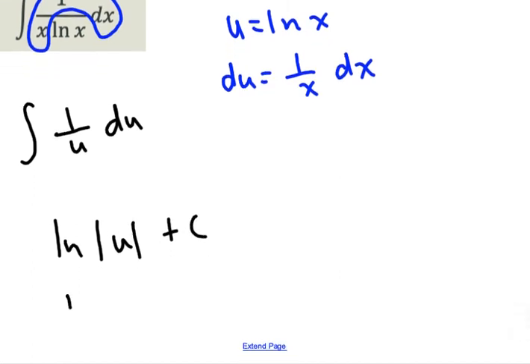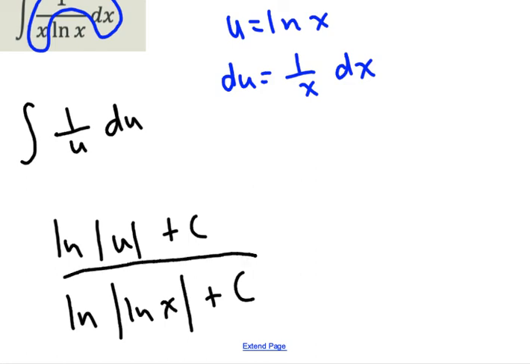And what's u? ln x. Do we need the absolute value bars around ln? So we know we can't plug negatives into ln, but can ln be negative? Yes. So we do need the absolute values. Everywhere between 0 and 1, ln is negative, and then from beyond 1, it's positive. So we do need those in there. So that's your final answer right there.